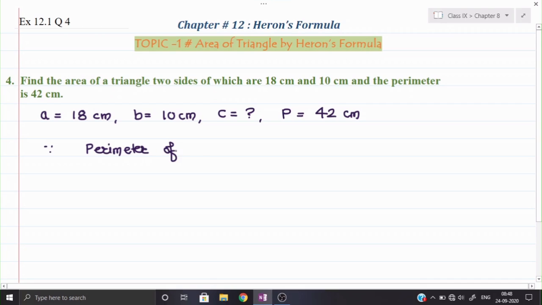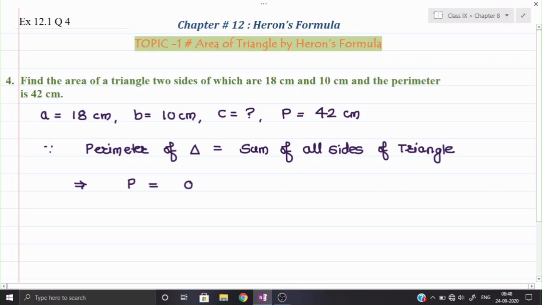Okay, now we will write down first, since perimeter of a triangle is always equal to the sum of all sides of the triangle. If you add all the sides of a triangle, you get the perimeter. So I can say that perimeter P will be equal to the sum of all the sides, that means A plus B plus C. Now the value of P given in the question is 42.